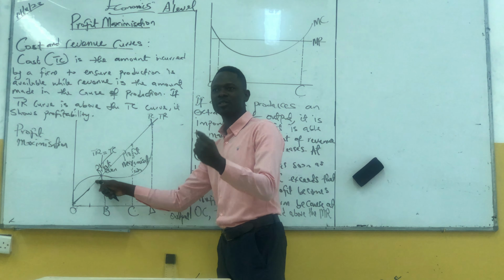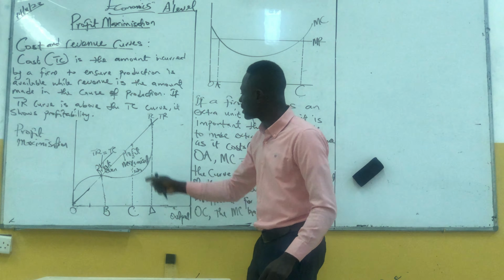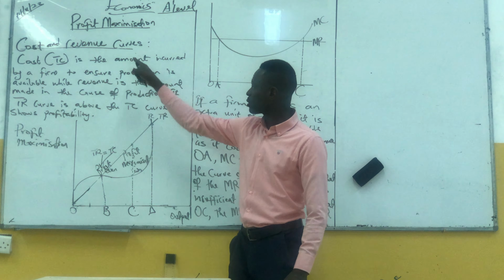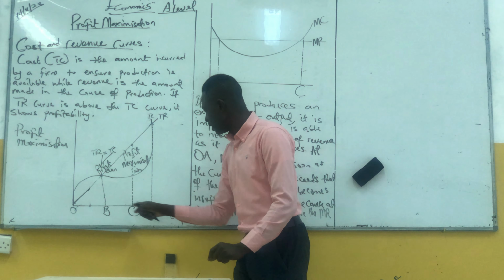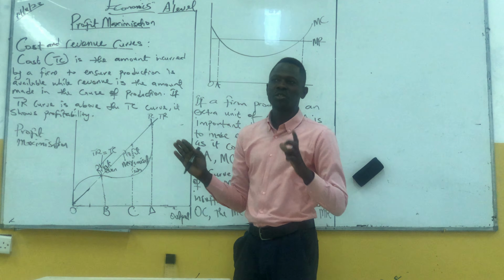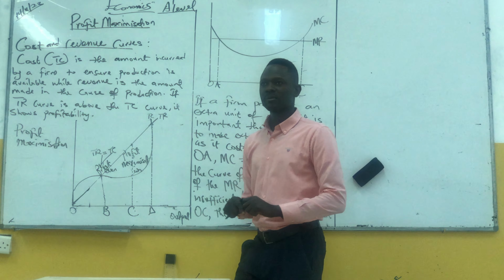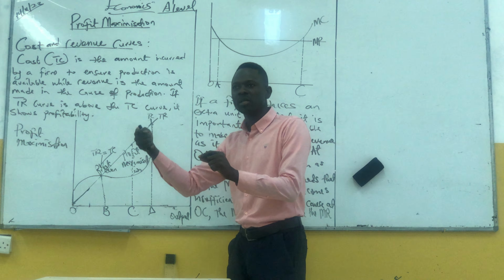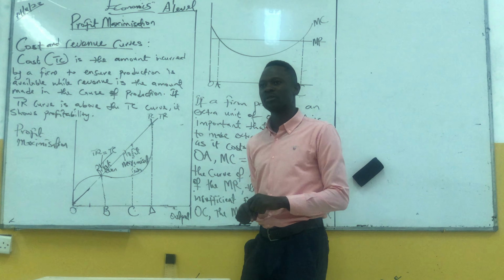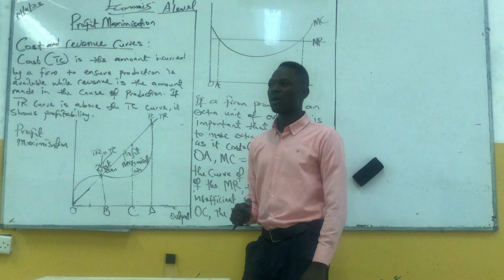At OB, it's breaking even because the total revenue and total cost are the same. At OC, the firm starts making profit. This is the point of profit maximization we are talking about. At OD, where the firm will have used all its resources, it's break-even. So what can the firm do? It has to produce an extra unit of output. And this is where we talk about making extra money from that extra output. That is where we talk about the rule of MC equals MR.